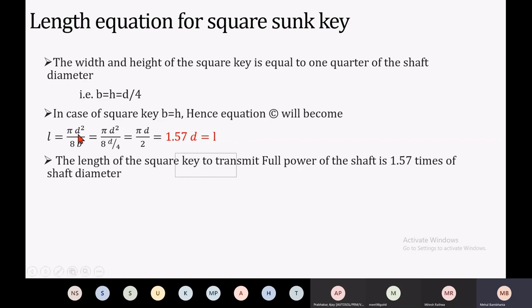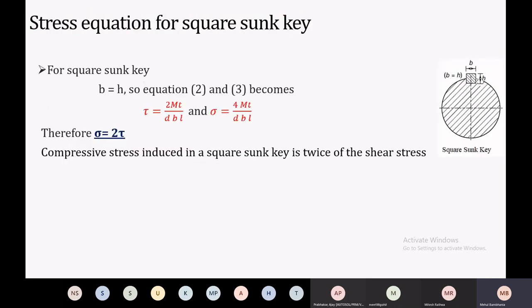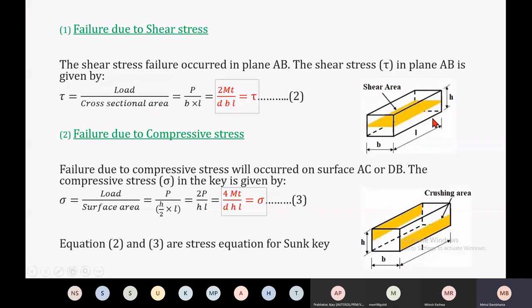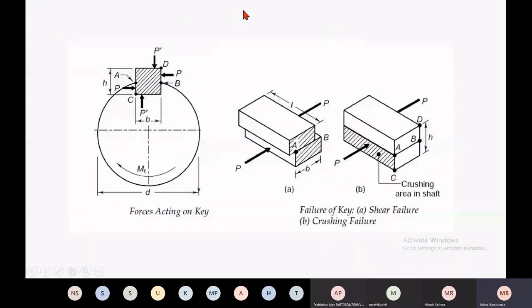Generally, for the length of the square key, if you wish to transmit the full amount of power, then your key length must be 1.5 times the diameter of the shaft. So this is the correlation between length and diameter. The length of the key is always 1.57 times the diameter.